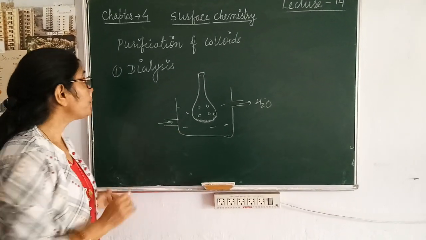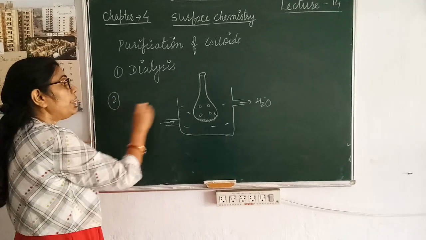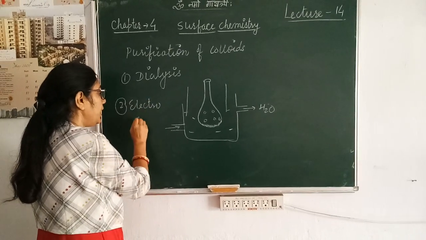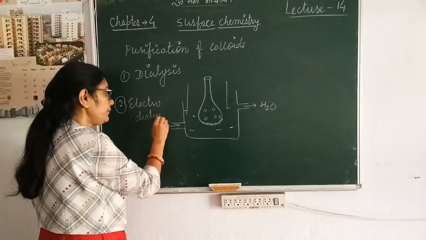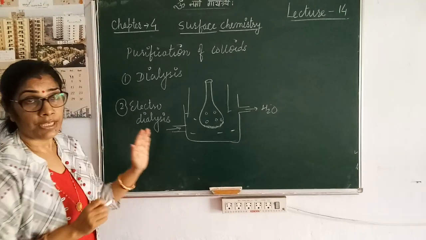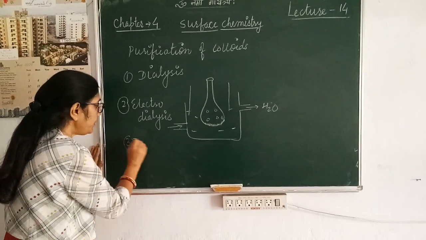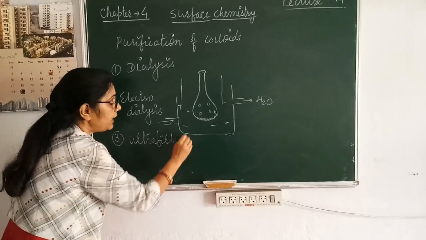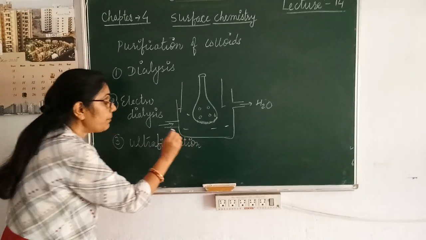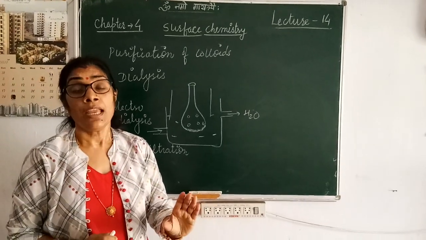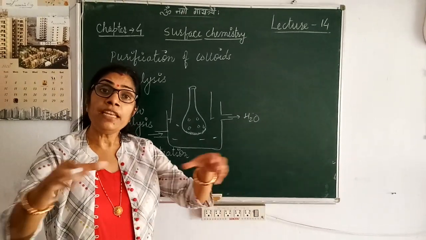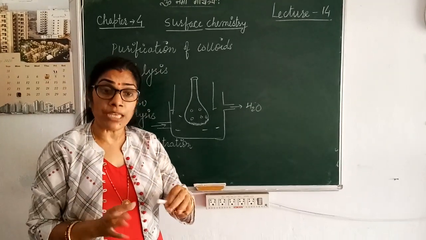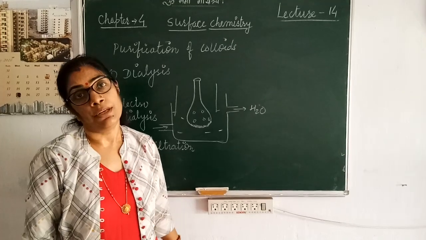But this process is very slow, and therefore nowadays it is done in the presence of electricity and is known as electrodialysis. Dialysis in the presence of electricity. The third one is ultrafiltration. For ultrafiltration, we need ultra or graded filter papers. And how do we prepare that? Ordinary filter papers are taken and impregnated with a colloidal solution so that the pores can be minimized.